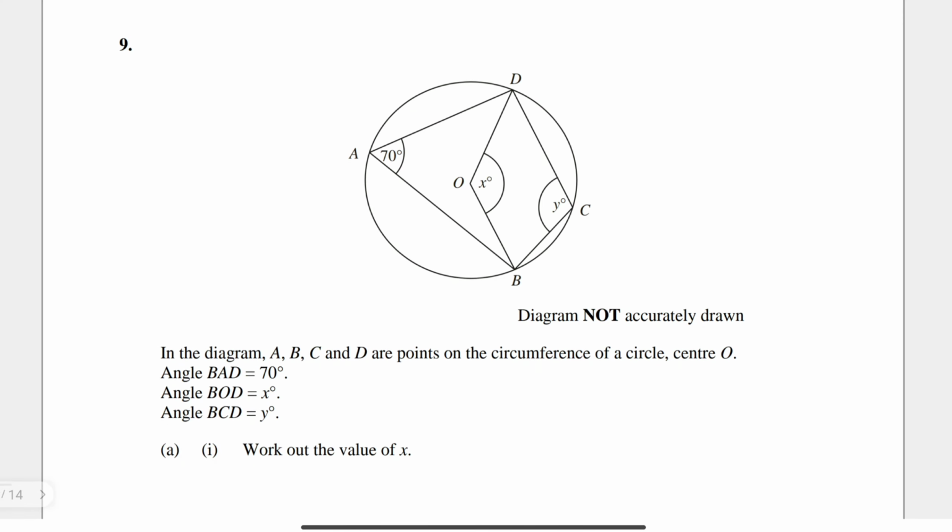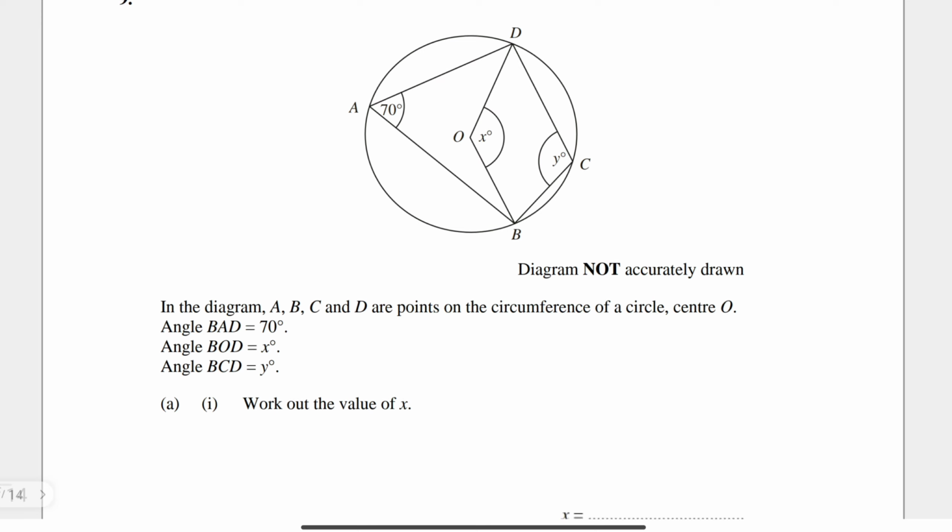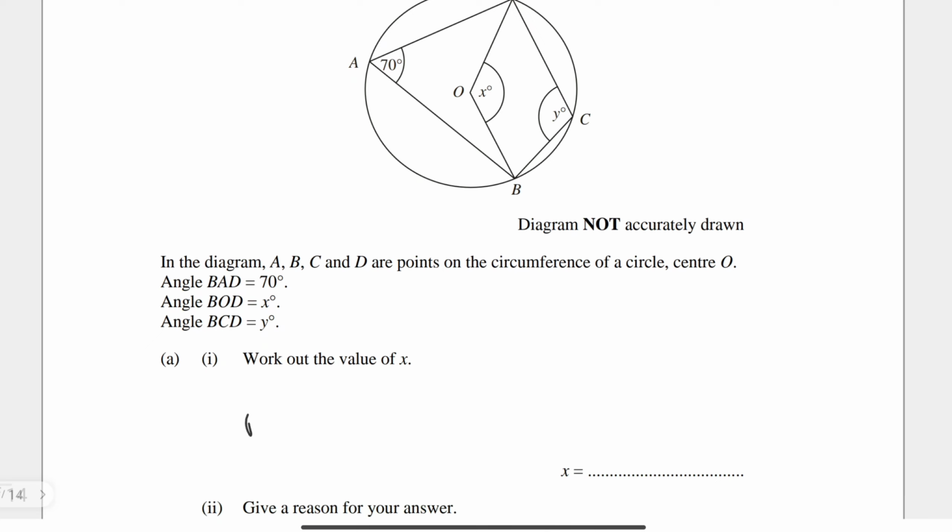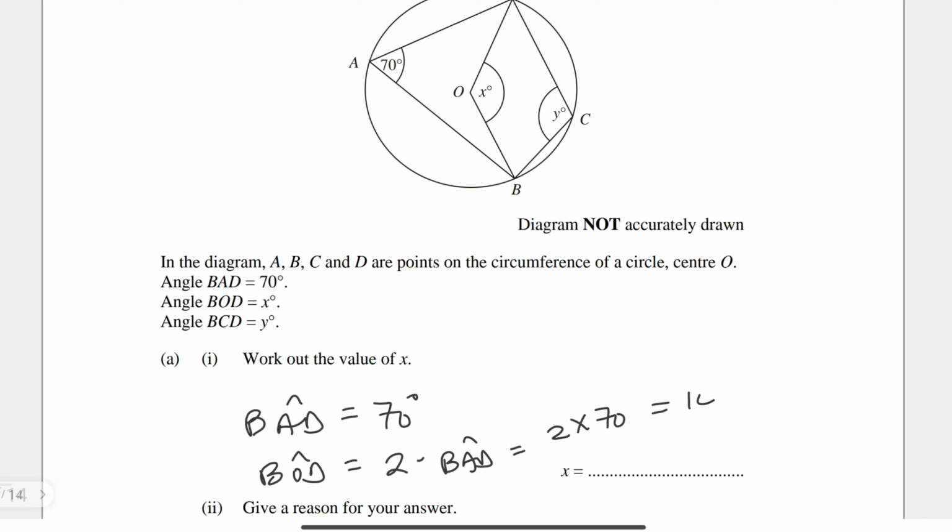So question 9. Pause this video and try to attempt it before you see the solution. Alright, so work out the value of x. Since we see that BAD is equal to 70 degrees, already we know that BOD is equal to 2 times BAD. So that will make x to be 2 times 70, which is equal to 140 degrees. So x is 140 degrees.